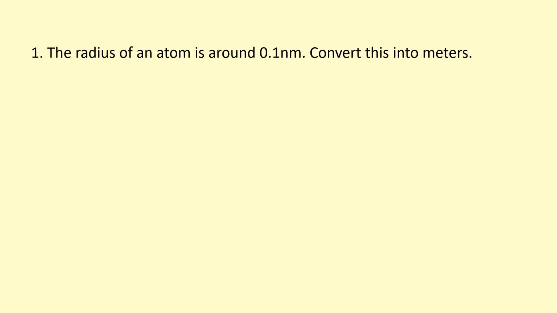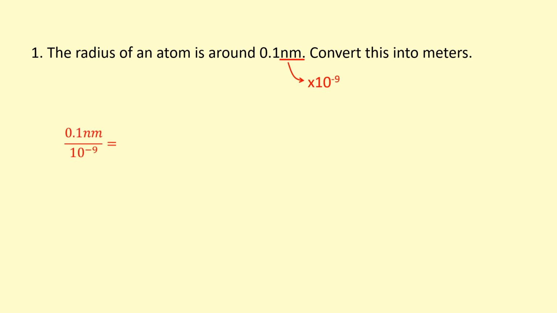Let's practice converting some units. The radius of an atom is around 0.1 nanometers. Convert this into meters. The conversion factor for nanometers is 10 to the power minus 9. But do I multiply by 10 to the power minus 9 or divide by 10 to the power minus 9? Well, I don't know. Let's trial and error this.